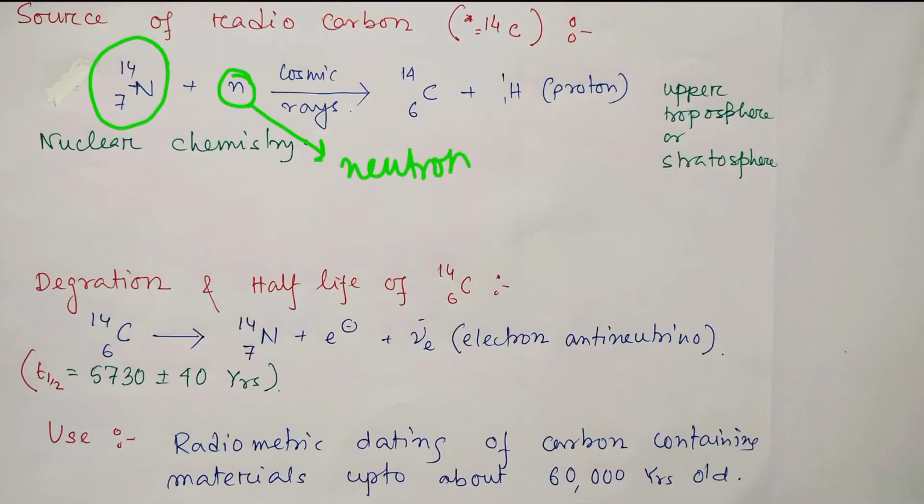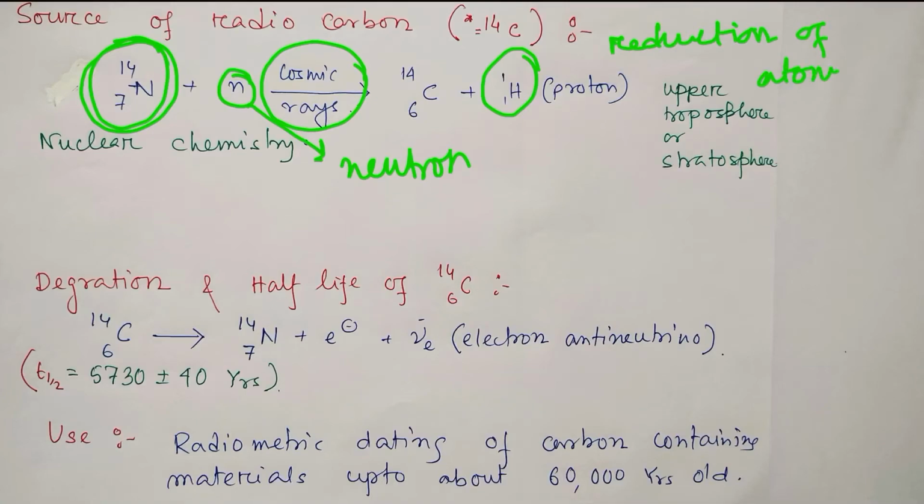So in presence of cosmic ray, means the ray comes from the sun, and it's a very energetic, very high energy radiation. In presence of cosmic ray, this cosmic ray produces neutron, and it reacts with this nitrogen 14, means it collides with the nucleus. Okay, so when it collides with the nucleus, what does it do?